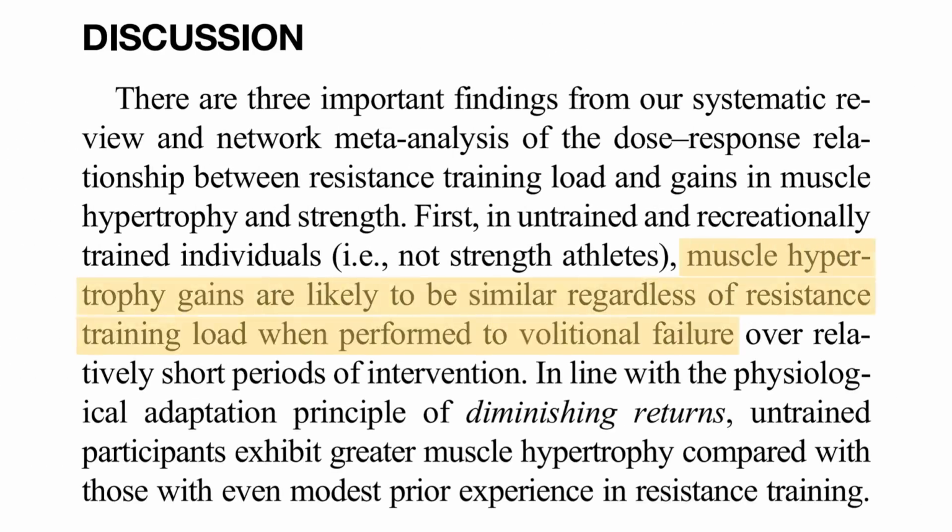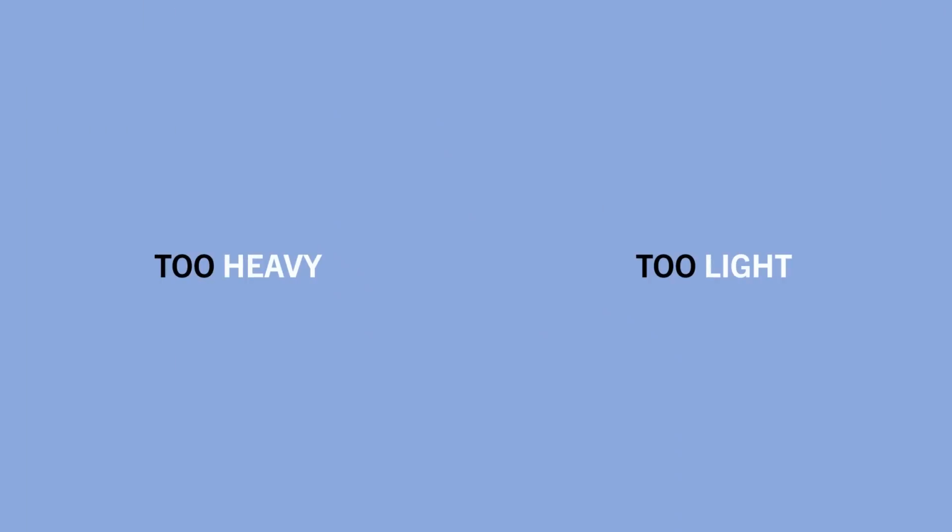So, assuming that we are training close to failure, it appears that hypertrophy can be equally achieved across a large spectrum of different rep ranges. However, this doesn't mean that we can lift in any rep range we like. There are limits as to how heavy is too heavy and how light is too light. First, let's explore where the lower end of the hypertrophy rep range spectrum lies.